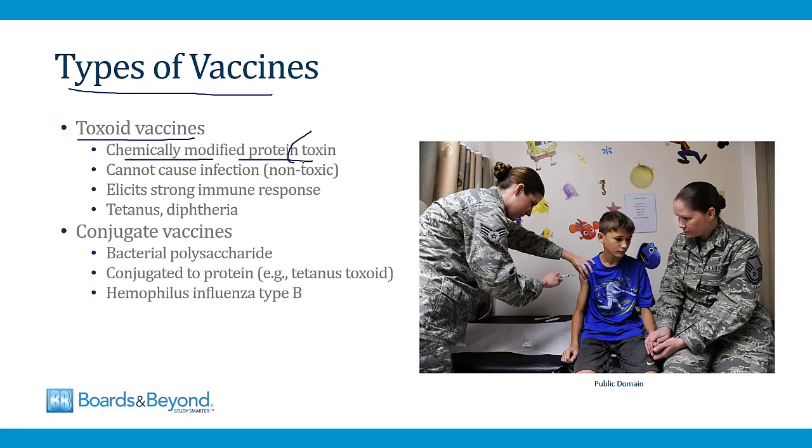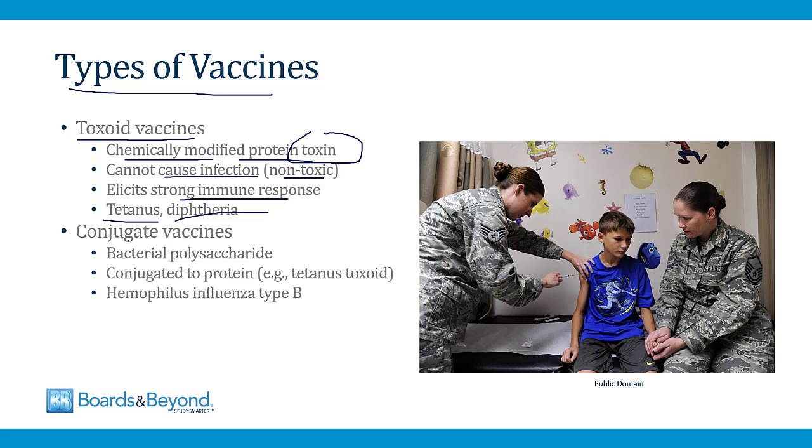Basically, the toxin from the bacteria is modified slightly so that it cannot cause infection, in other words, so that it's non-toxic, but that it still elicits a strong immune response against the toxin that's normally produced by the bacteria. Some examples of toxoid vaccines include the vaccines against tetanus and diphtheria, and these are very, very safe vaccines because they're incapable of causing infection by themselves. They're just proteins, but they're a special kind of protein designed to elicit an immune response from the body so that the bacteria cannot cause infection.